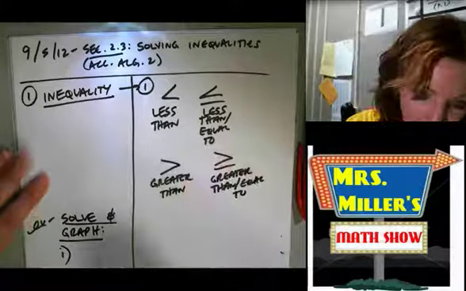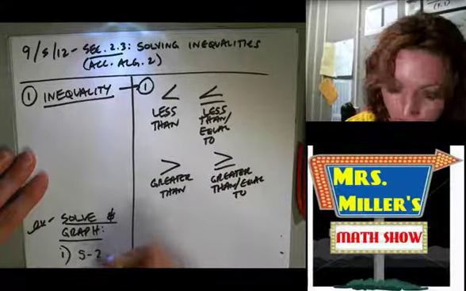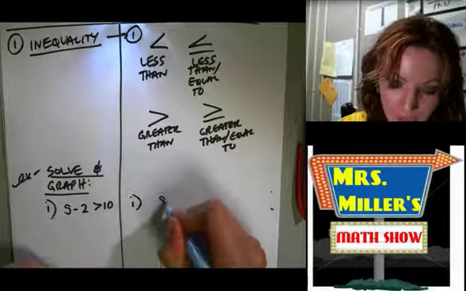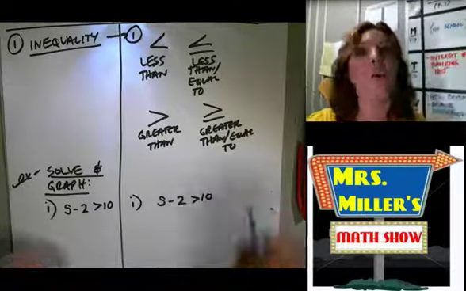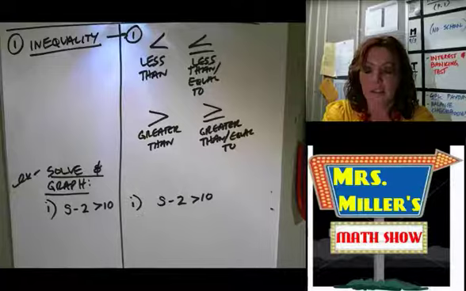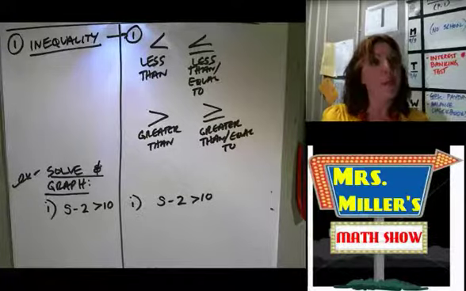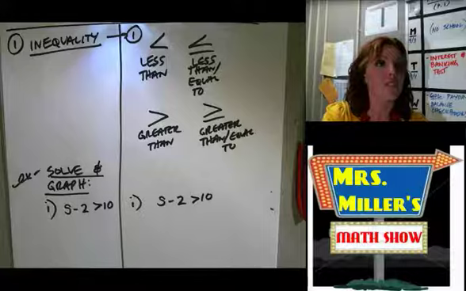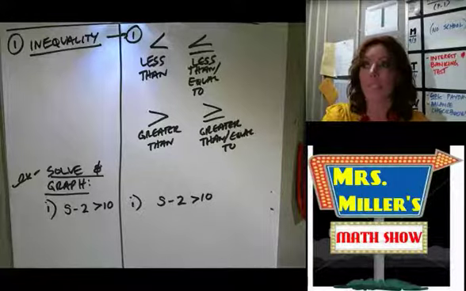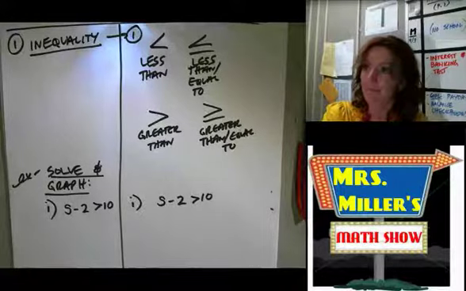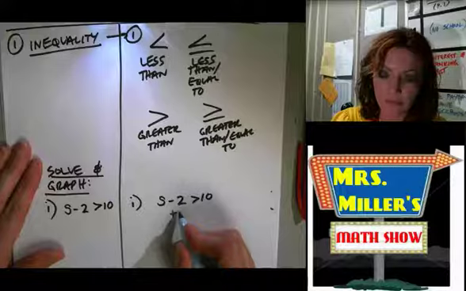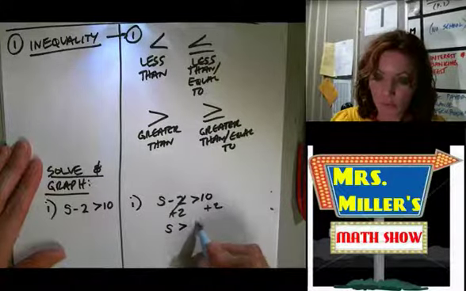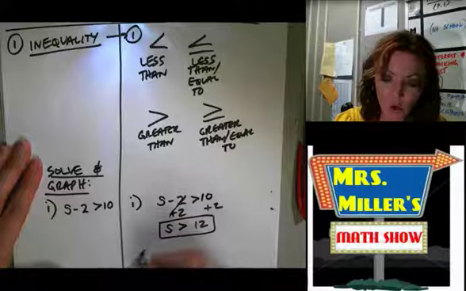So, all right, here we go. S minus 2 is greater than 10. So, can somebody tell me what I would do first to solve this problem? In other words, getting S by itself. Stephanie. Do you add 2 to both sides? Good. So S is greater than how much? 12. Okay, so that's what the inequality is.